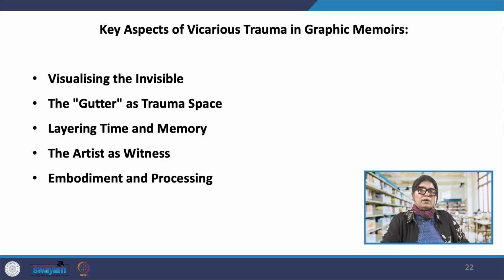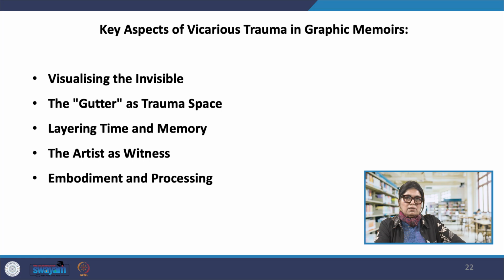So, the key aspects of vicarious trauma in graphic memoirs: visualizing the invisible. Graphic memoirs use visual metaphors to represent the unrepresentable nature of trauma. Panels can black out, distort, or break apart, mirroring the fragmentation of memory and trauma. The gutter as trauma space: as discussed earlier, this is the space between panels, the gutter, which acts as a site of interpretation where readers actively process the trauma, making the emotional experience embodied rather than merely intellectual.